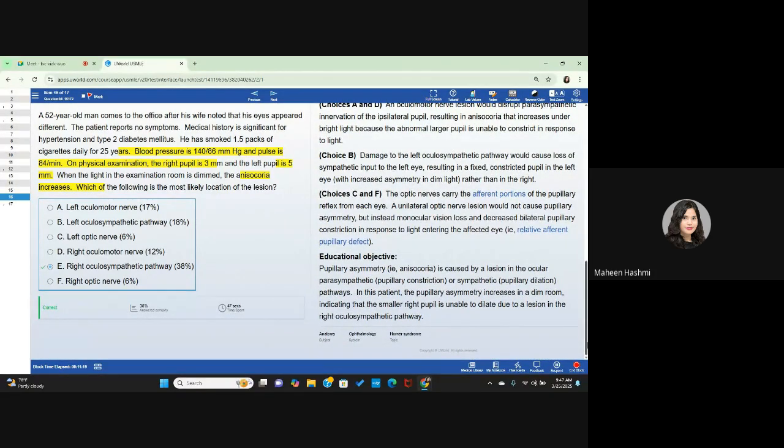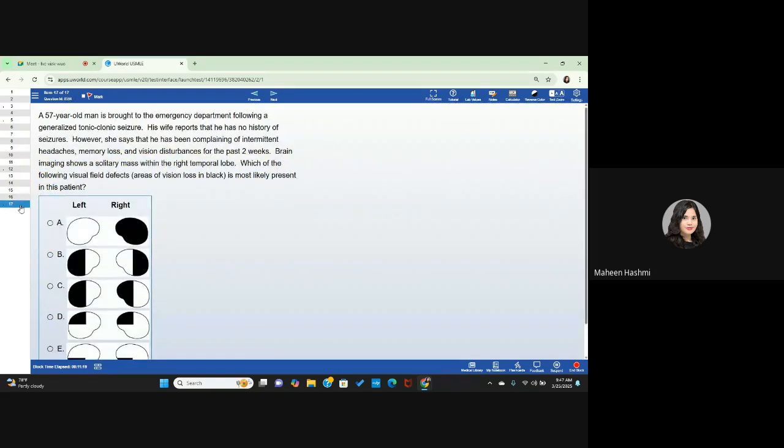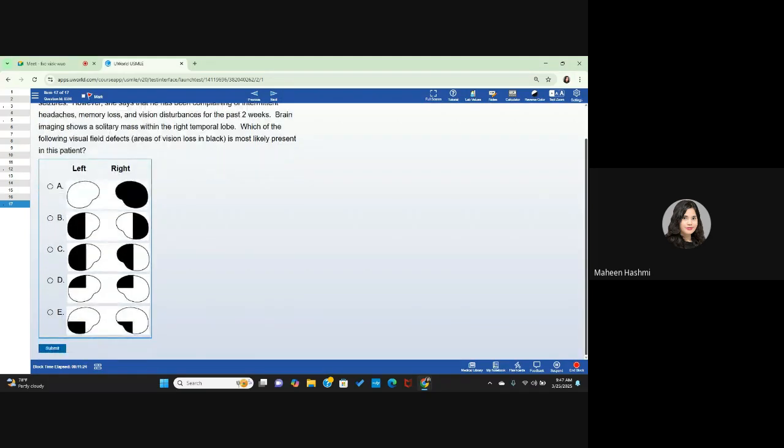I loved eye. I always wanted to match into eye residency, but unfortunately, it's very difficult for international medical graduates to match in ophthalmology. But yeah, I loved it.